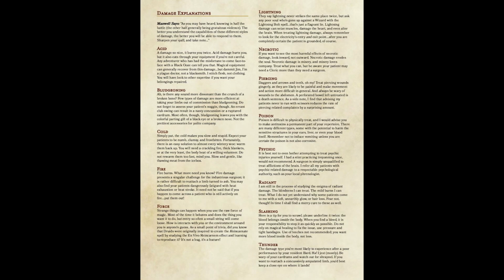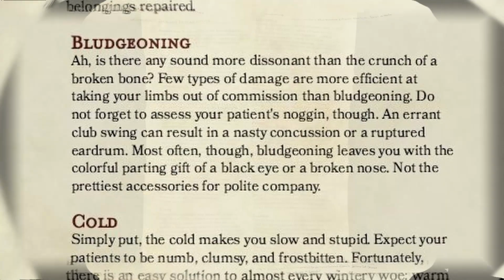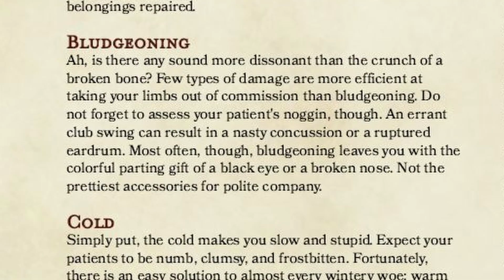But okay, now I want to do a little bit of talking about the damage explanations because I think they are wonderfully worded in this supplement. I'm not going to read them all, but I'll read a few. I'll start with something basic like bludgeoning, as we just saw there. Is there any sound more dissonant than the crunch of a broken bone? Few types of damage are more efficient at taking your limbs out of commission than bludgeoning. Do not forget to assess your patient's noggin, though. An errant club swing can result in a nasty concussion or a ruptured eardrum.